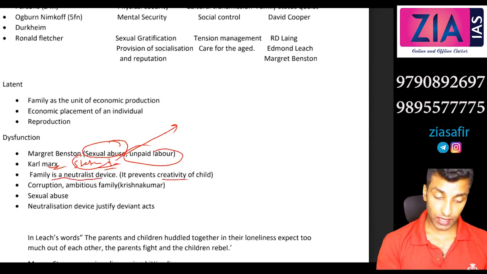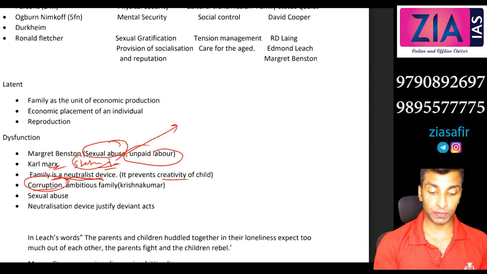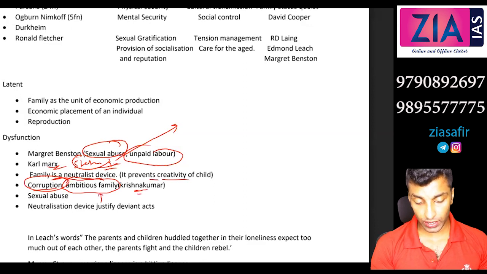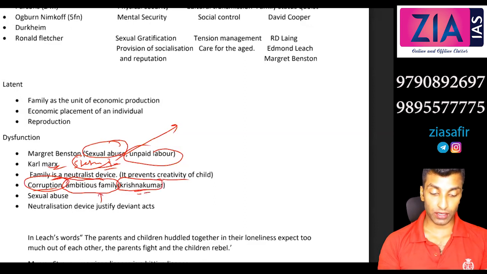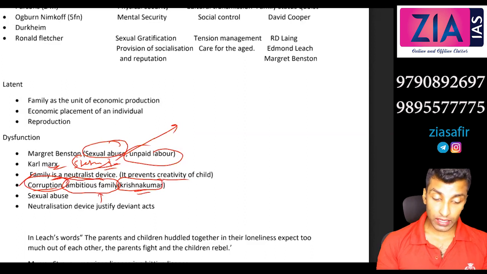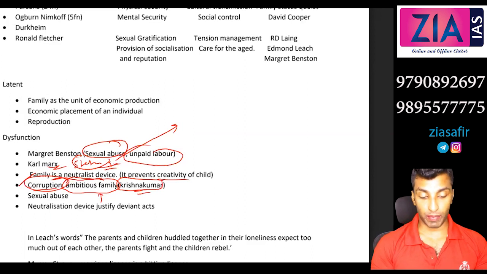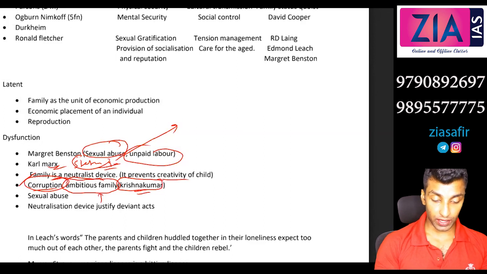Then corruption is because of family, because people are becoming more ambitious. This we will study in paper 2 also, the Krishna Kumar study. So corruption is the reason. There is a family behind every corrupt man. Sexual abuse we have written here. Neutralization, that is also written somewhere.